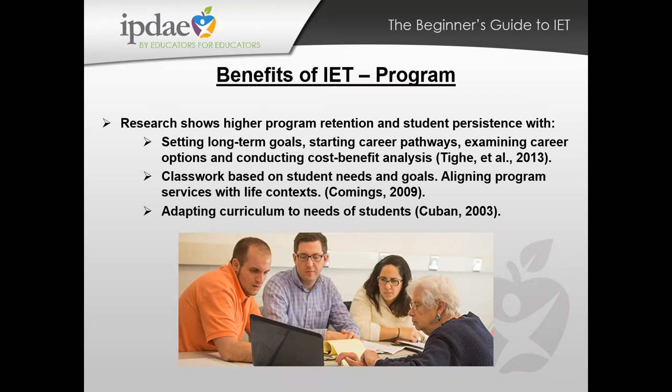So, you know, it's a benefit for the student because they're continuing, but it's a benefit to your program because we have that higher enrollment, that higher retention, and those higher success rates with what we're doing with the students.